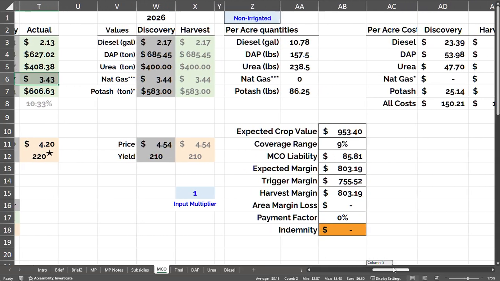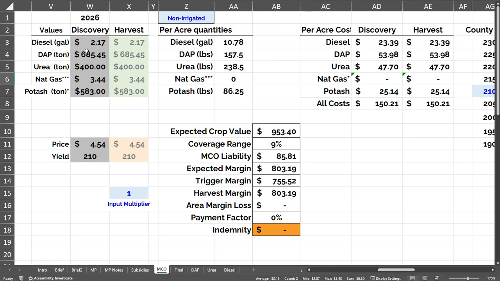Sliding over to 2026 values, these are the values that are being discovered right now. We're inside of that window today for diesel, DAP, urea, nat gas, and potash. The price so far has averaged about $4.54, and Fremont County, for example, has a $2.10 expected yield. For the harvest values, I just left those the same, just as hypotheticals. The per acre quantities are very similar to give you your per acre costs over here.